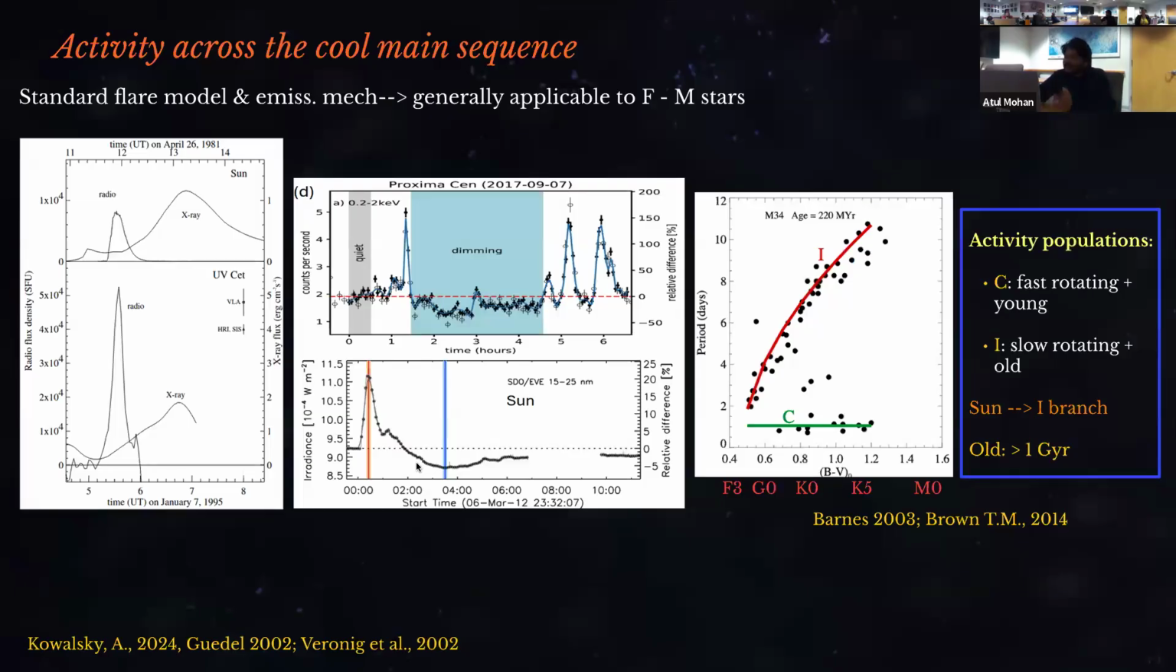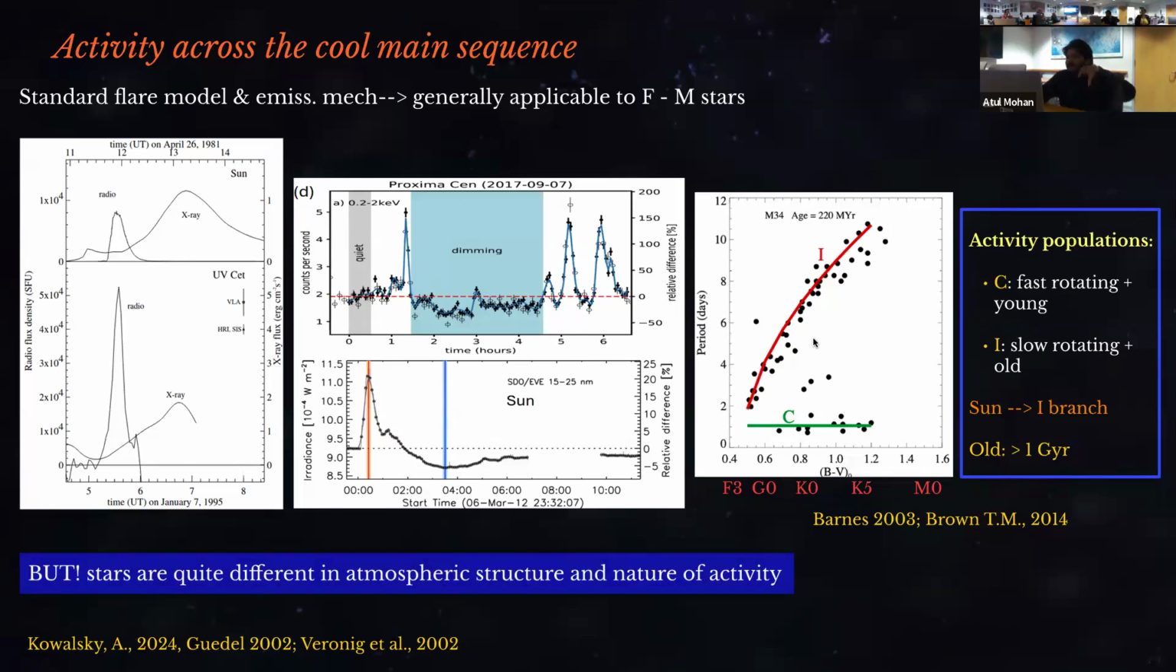But then when you come to the stellar populations in general, if you plot B minus V or effective temperature of the star versus the period, you do see that the stars form two different populations, which we call the I and the C branches. The C branch is composed of fast rotating young stars, which have a lower period. And then there is the I branch, which are the slow rotating old stars. As we know now, stars start as fast rotating high angular momentum objects, and they slowly migrate to the I branch. So there is a bimodality in this population. So the question is, the stars do have different atmospheric structure and different activity characteristics when you look at this period versus T effective plane or period versus B minus V plane. So how does it affect the nature of their activity as well, right?